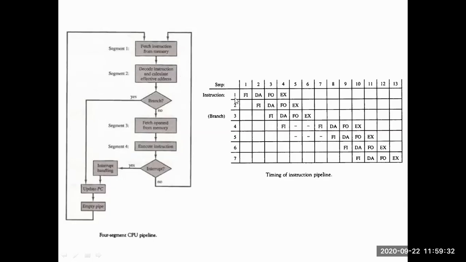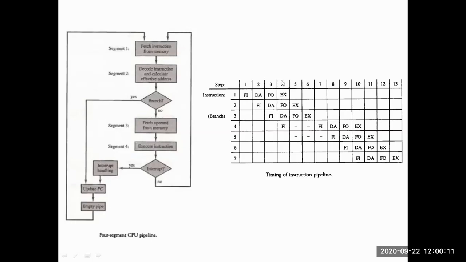So for we are using here this FI means this segment, fetch instruction segment. DA means second segment, decode instruction and calculate effective address. FO means this segment, fetch operand segment, and EX means fourth segment, execute instruction segment. So this is very clear. First instruction will be executed in this way. So first segment, second, third, and fourth. Second will be like this: first, second, third, fourth, and it will be like this. We can easily draw this thing.